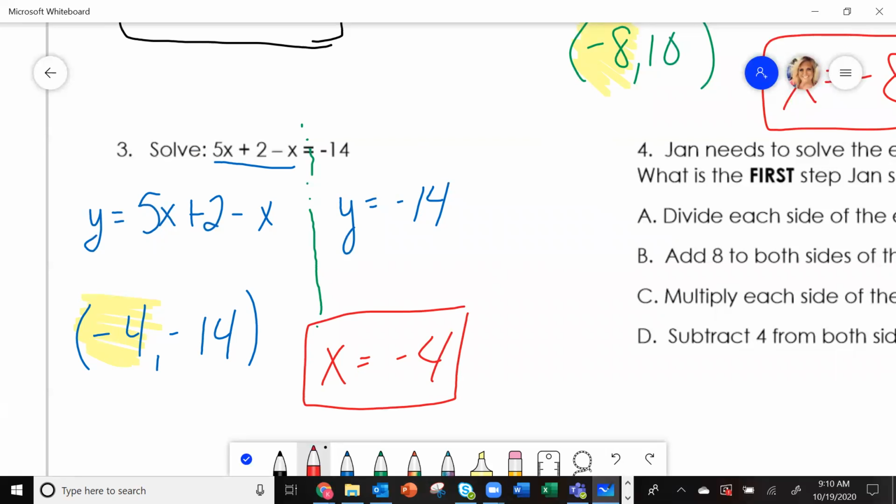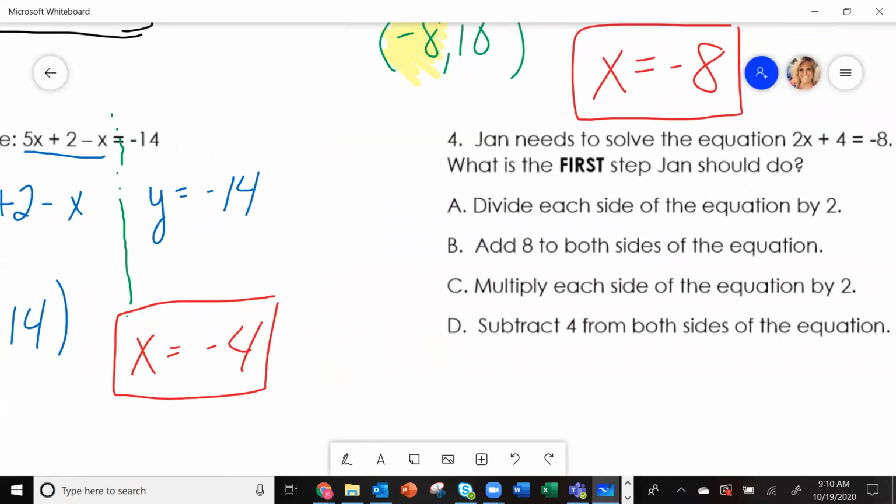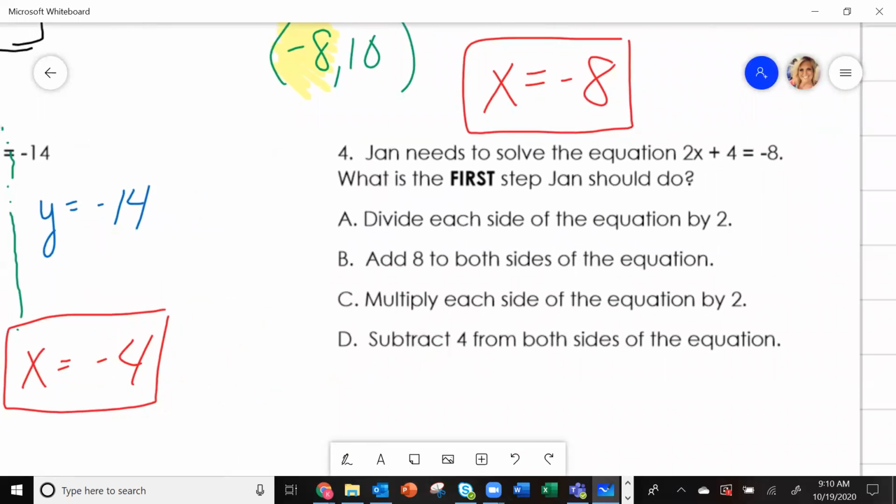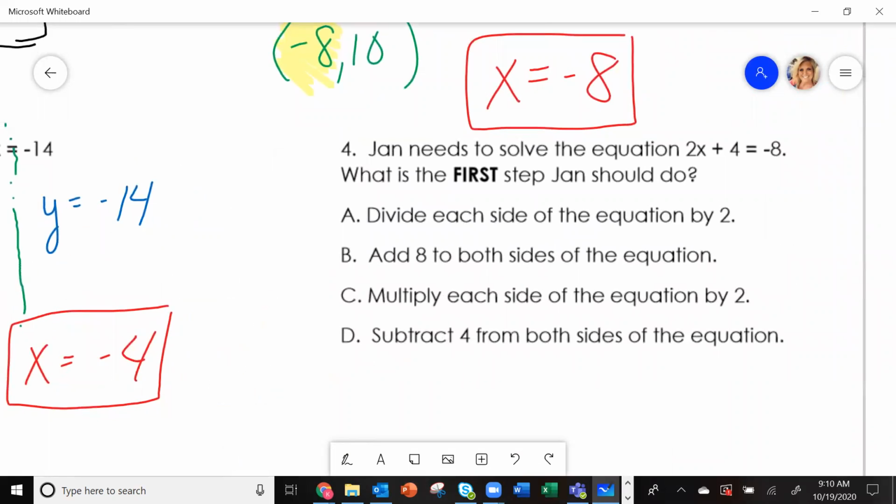Okay, these are the problems you guys are going to have to make sure you can get right on your test and on your STAR test. So right here on number 4, it says Jan needs to solve the equation 2x plus 4 equals -8. So I have this right here.